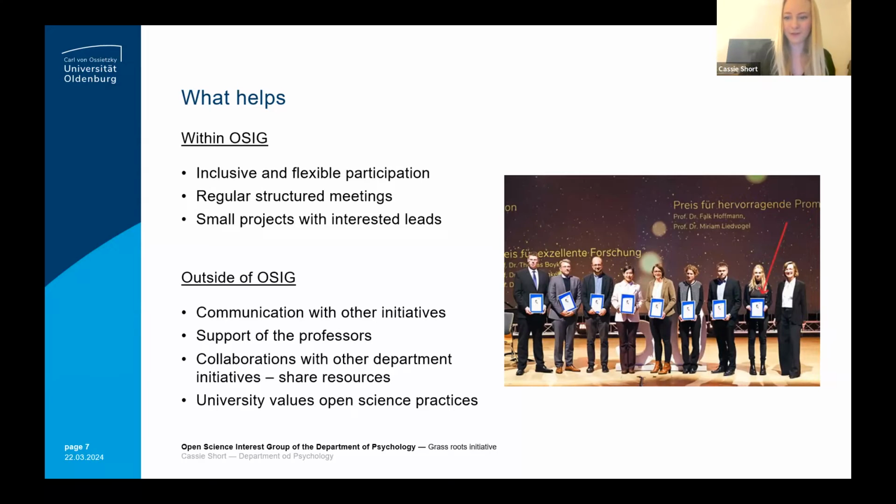My colleague has drawn a big arrow to the Open Science certificate that we received, but we won the university's Open Science Prize, which was a really nice boost for motivation and also for our visibility for the department.